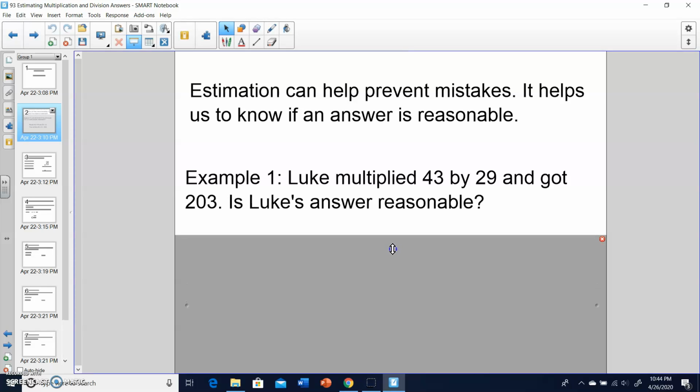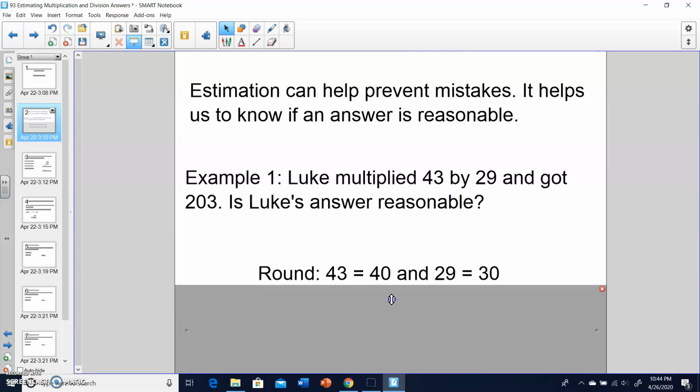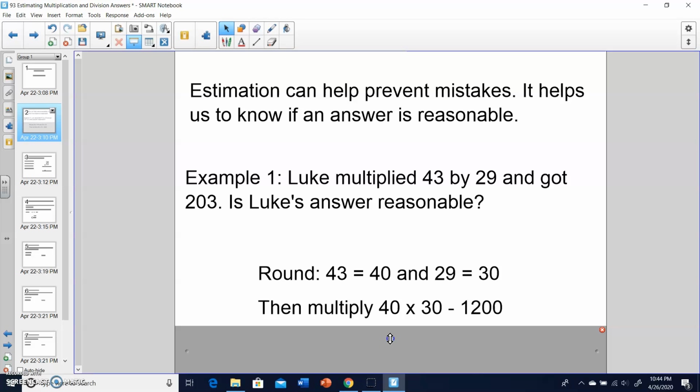So for example 1, Luke multiplied 43 by 29 and got 203. Is Luke's answer reasonable? Well, we have to begin by rounding since it's an estimate. I'm going to round 43 up to 50 or down to 40. Well, 43 is closer to 40, so we'll round down. And 29 is between 20 and 30. Since it's closer to 30, we'll round up to 30. So that's where we are rounding.